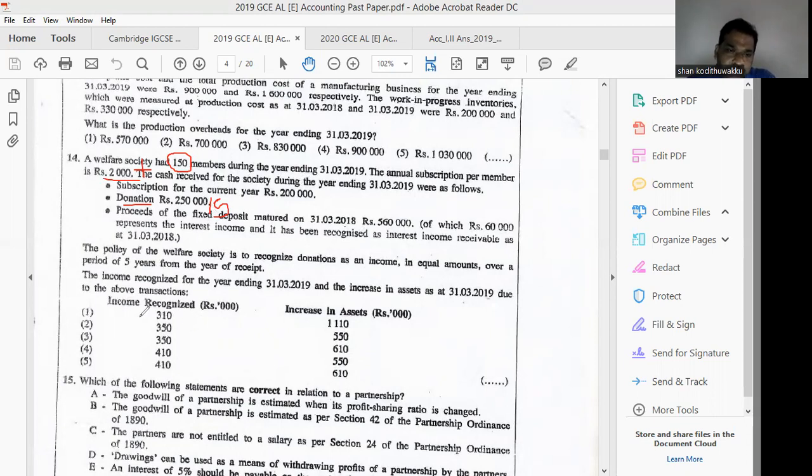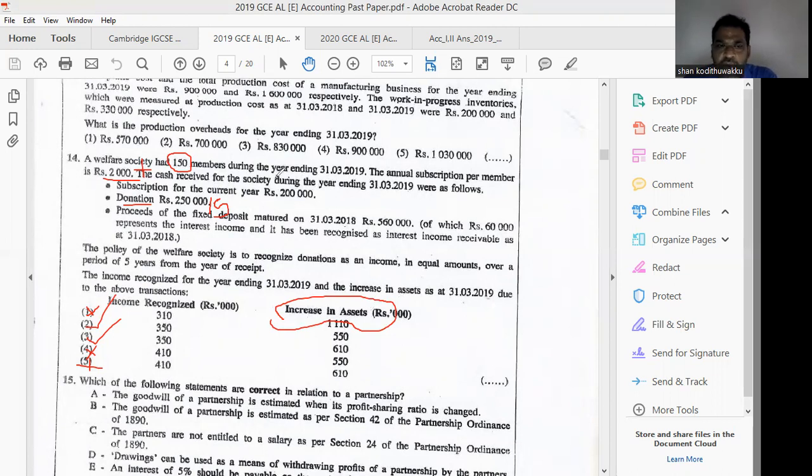350,000 is the answer. Therefore, we can reject answer number 1 because 350 is not there. Then we can select answer 2 and answer 3. We have to reject answer 4 also because 350 is not there. We can reject answer 5 also. Then we have to try to select either 2 or 3, depending on the increase in assets. Depending on the second option, we can select either 2 or 3 because now we found what is relevant to the current year income, that is 350. Then the second option, increase in assets.